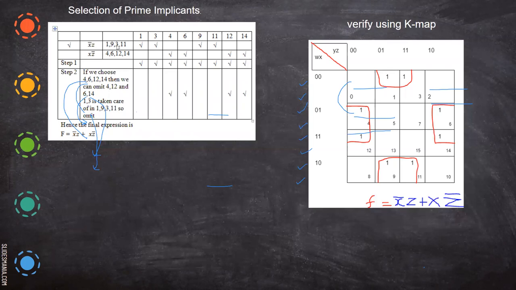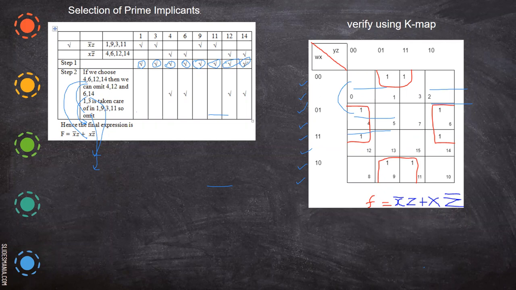Now next you have to put a check mark for the minterms which are covered by this expression. So put a check mark for 1, 9, 3, and 11. Then in the same way, 4, 6, 12, 14. Now you have to check for a single tick. This is a single tick, and that's what we have written. And this is also a single tick. Here also, single tick, single tick, single tick. So all are single ticks.